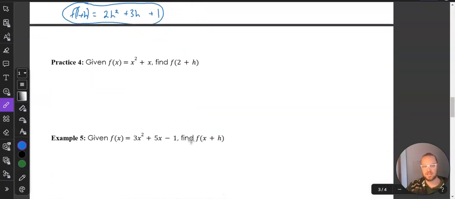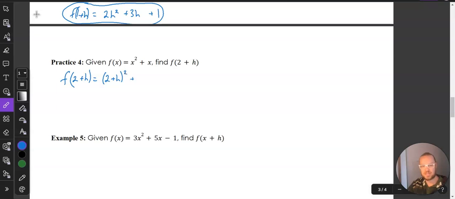All right, so once again, we've got a practice here, so pause the video and give it a try. All right, so hopefully you had that chance to give that one a try. And now you've come back and you're going to see if you got the answer right. So f of 2 plus h means, again, that we replace all of these x's with 2 plus h.